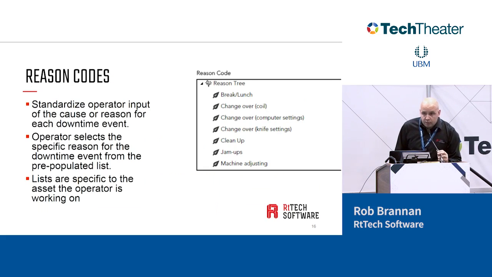Then what we can simply do is provide the reason tree code that we've configured within the system, and this is done on an asset by asset basis. So if I'm an operator on asset 1 on production line 1, then these are the reason codes specific to me. And then the operator just simply picks a reason, and then that's populated in the system and stored.